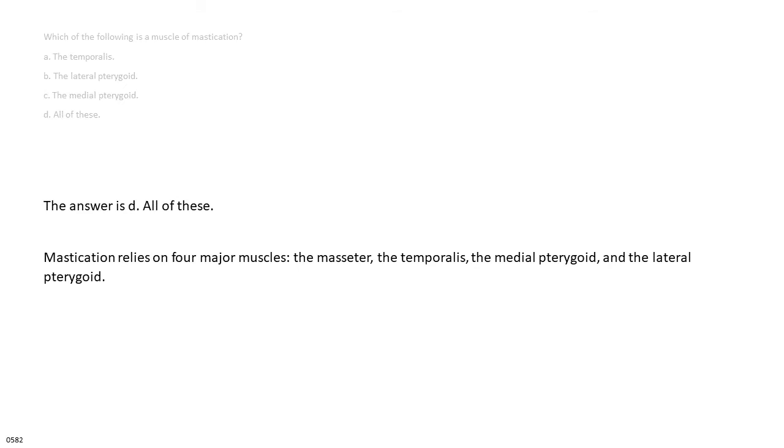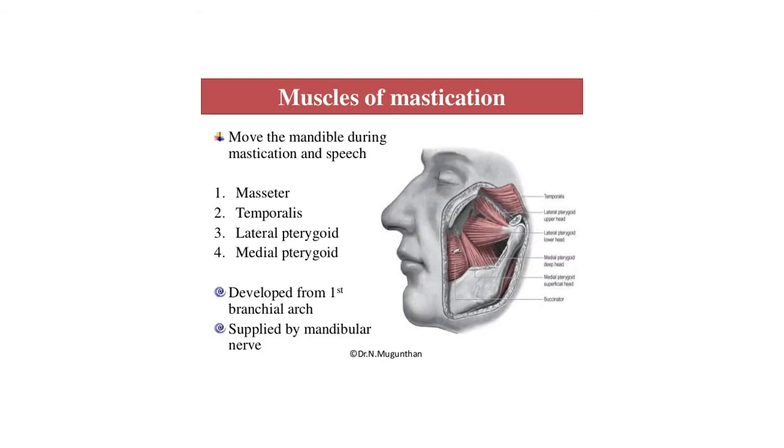The answer is D. All of these. Mastication relies on four major muscles: the masseter, the temporalis, the medial pterygoid, and the lateral pterygoid.